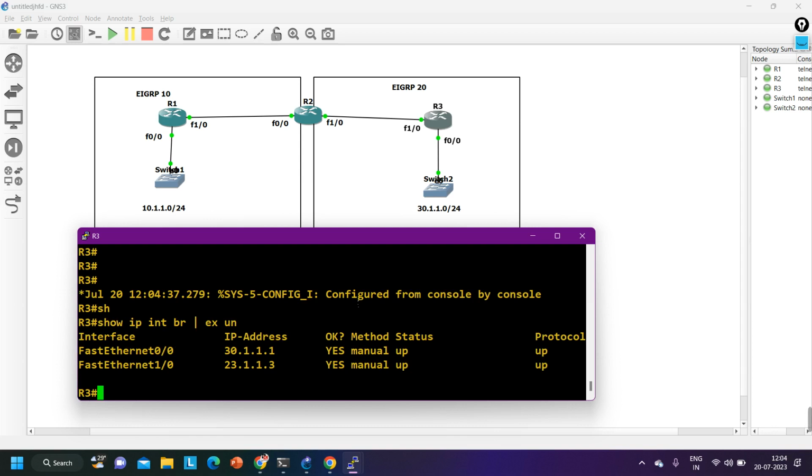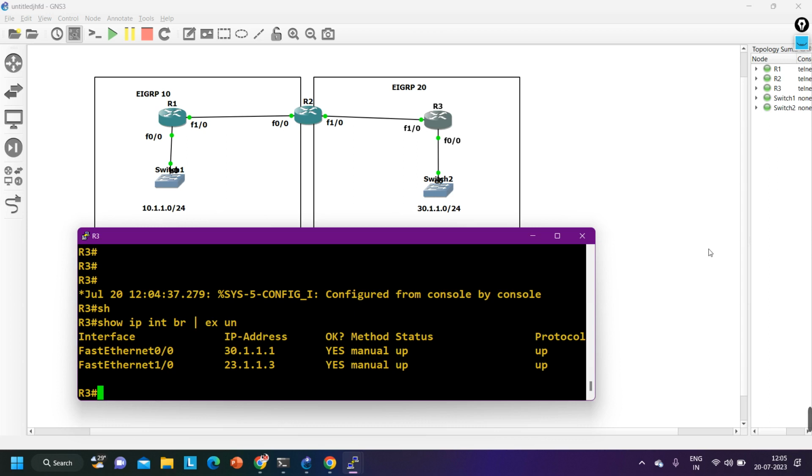So I have configured IP address on all routers. One second. Guys? Yes. Oh, my microphone is on.